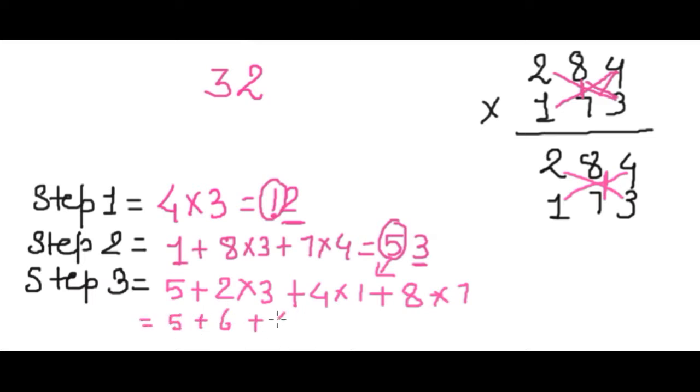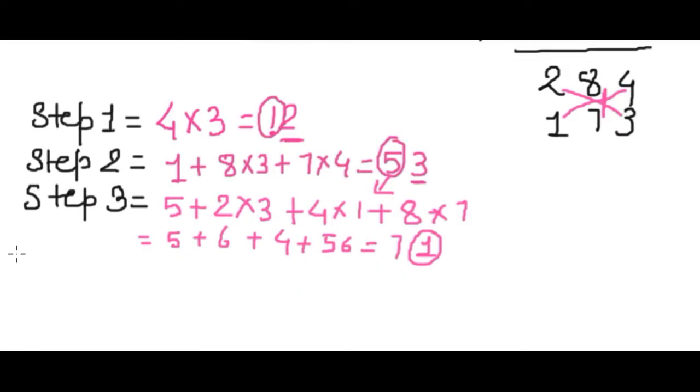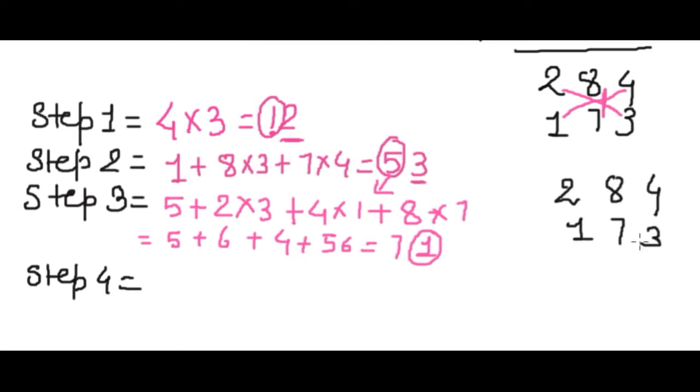It's 5 plus 6 plus 4 plus 56. It's equal to 71. Now we will write 1 here, and 7 carry forward to the next step, step 4. 2, 8, 4, 1, 7, 3.